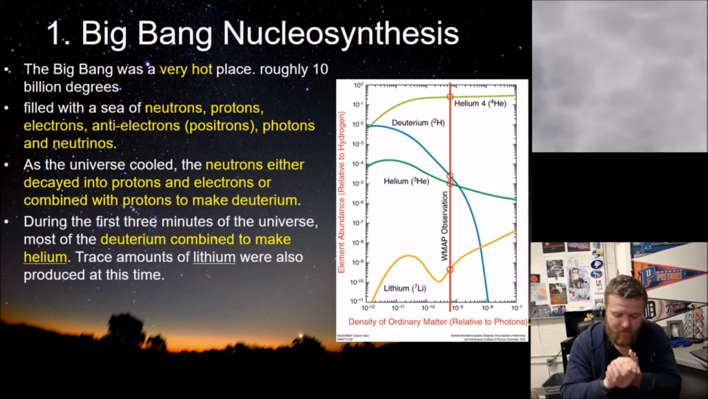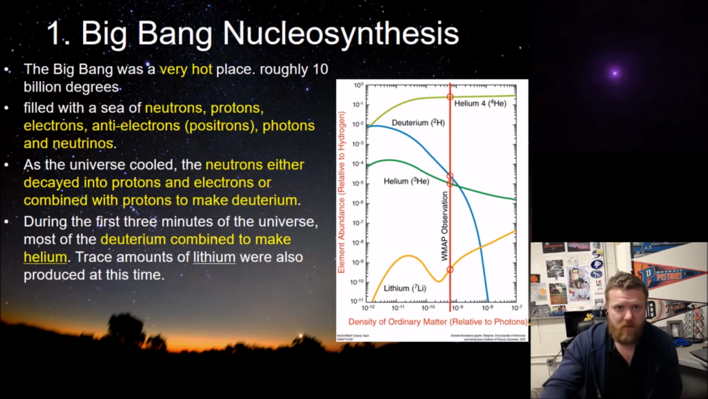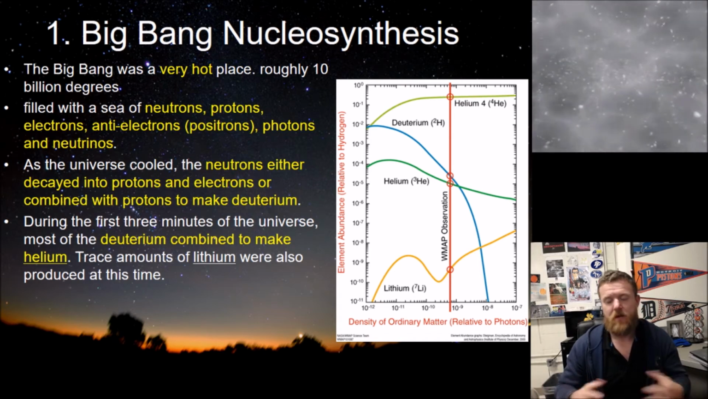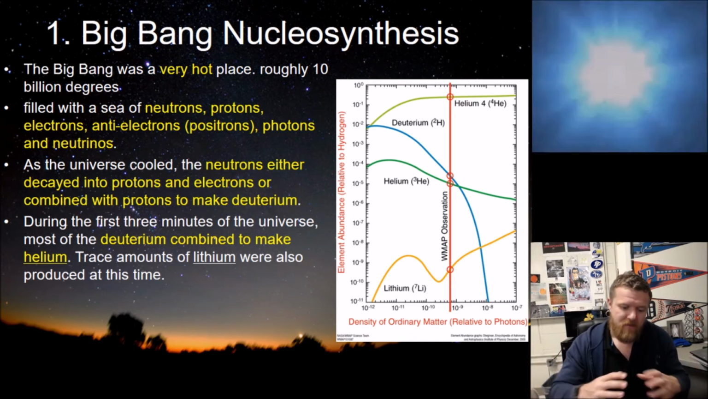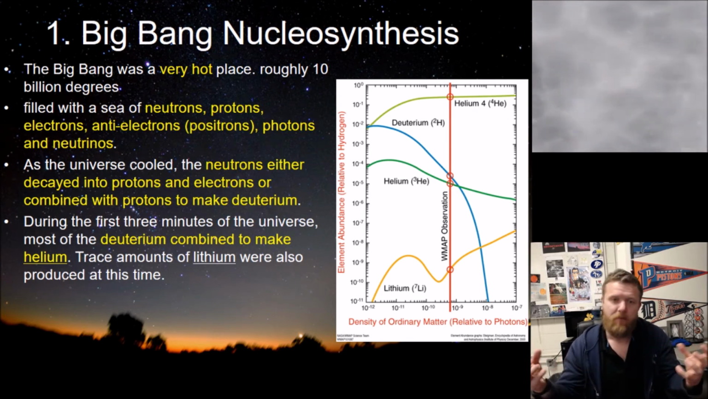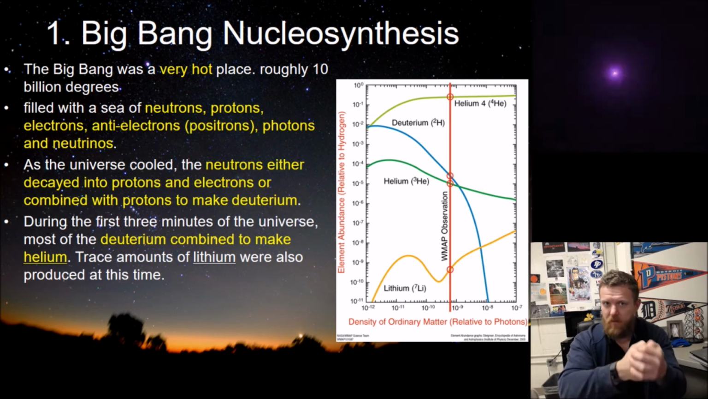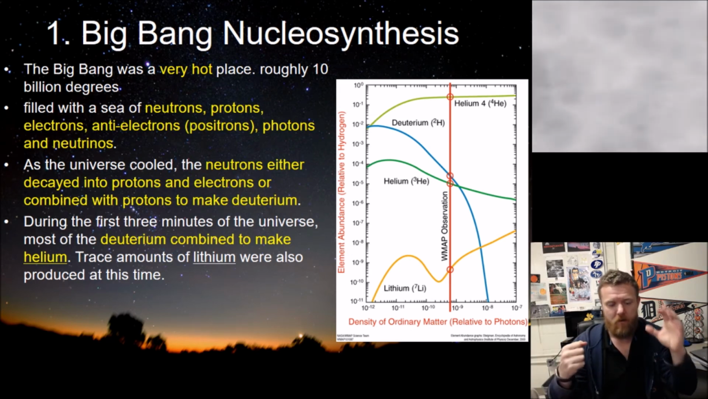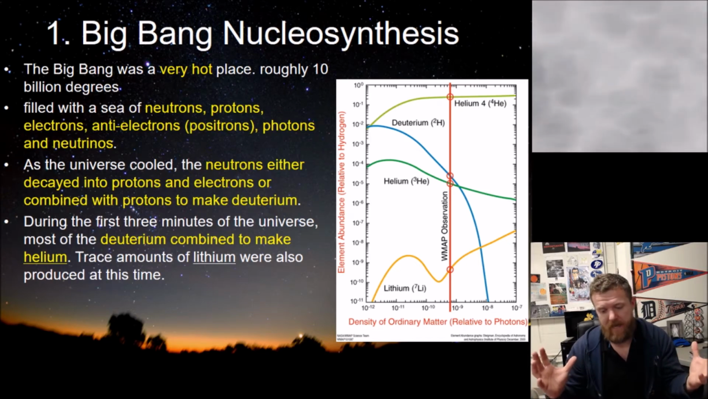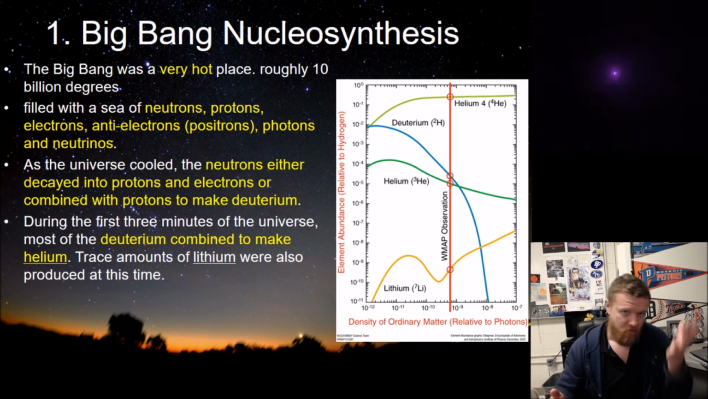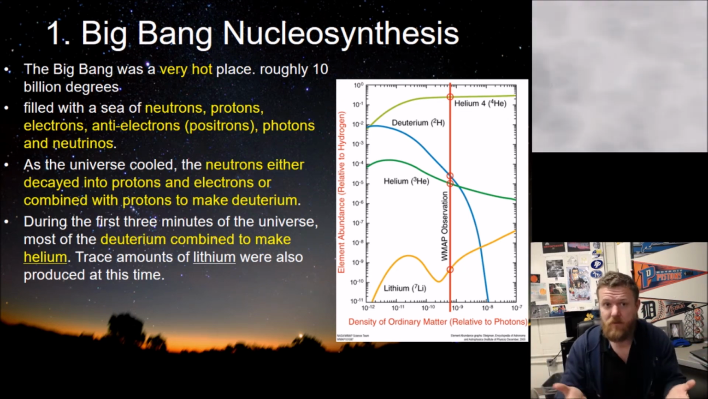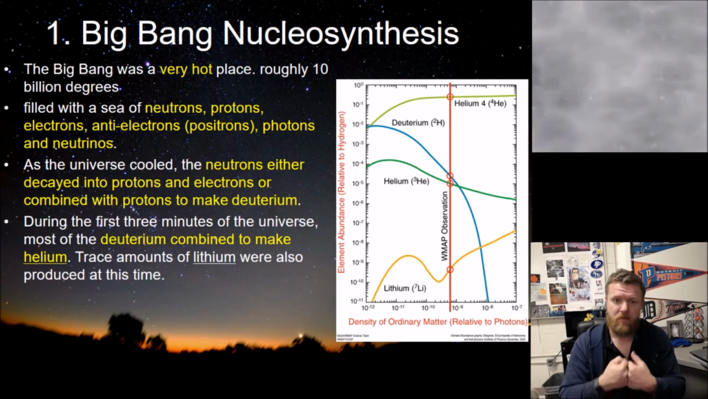So at the beginning, the universe was very hot. It was very, very condensed, very, very hot, like 10 billion degrees. Neutrons, protons, electrons, neutrinos, positrons, all flying around. As the universe expanded, it cooled down a little bit, and neutrons either decayed into the proton and electron. Remember, if you take an electron and smush it into a proton, you get a neutron? Well, if you go the other way, you can get a proton and electron out of that neutron. So neutrons either decayed apart into a proton and an electron, that's a hydrogen atom, or they smashed into a proton and made deuterium. That deuterium sometimes came together to make helium.